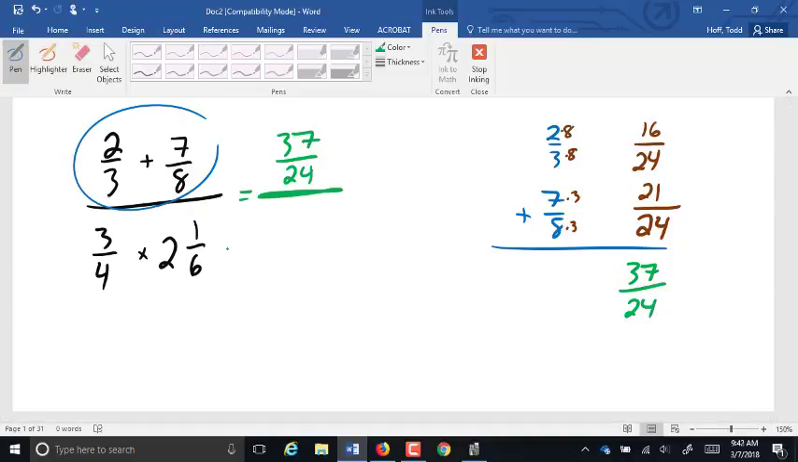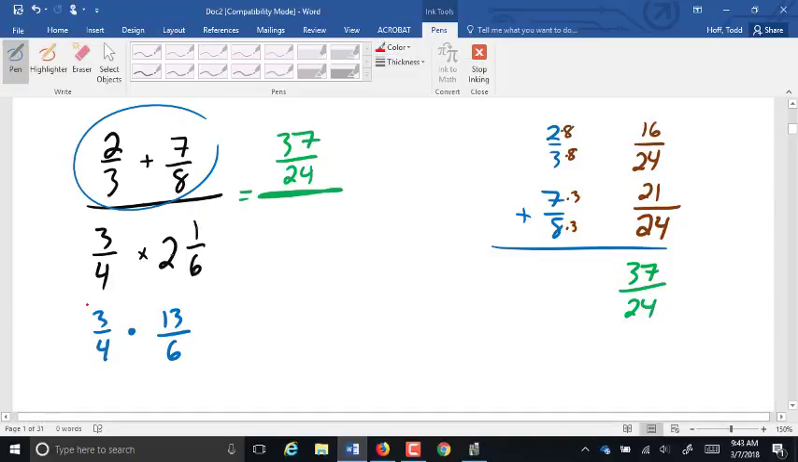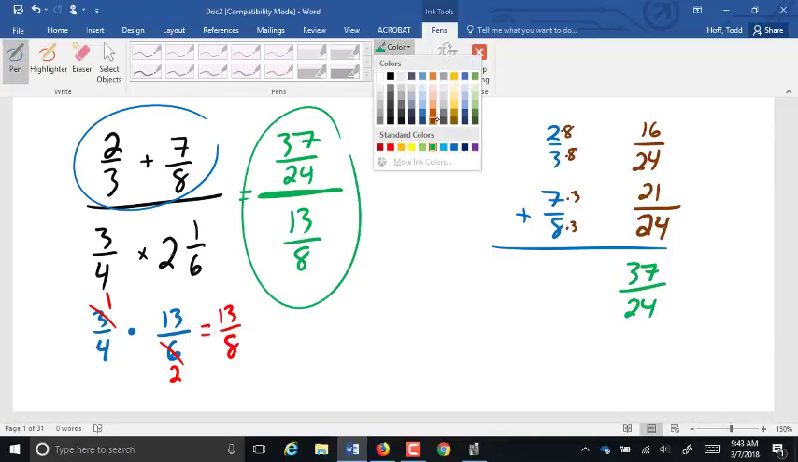So on bottom, I have my 3/4 times 2 1/6. I have to make that an improper fraction. 2 times 6 is 12 plus 1 is 13, over 6. What do we do next? Cross cancel. 3 and 6, both divided by 3 to give me 2 and 1. 1 times 13 is 13, and 4 times 2 is 8. Now again, I would normally convert that into a mixed number of 1 and 5 eighths, but I know that my next operation here is going to be to divide.